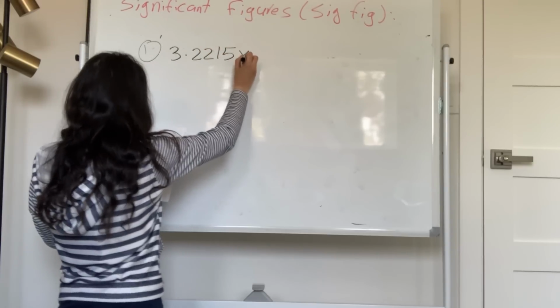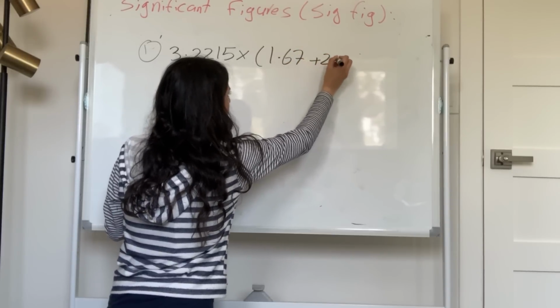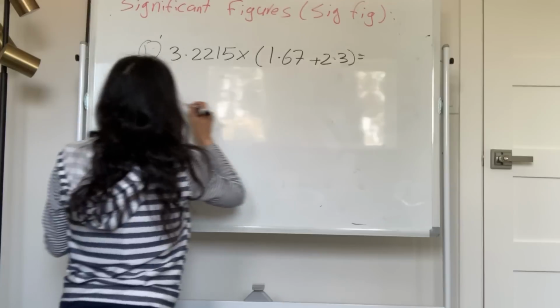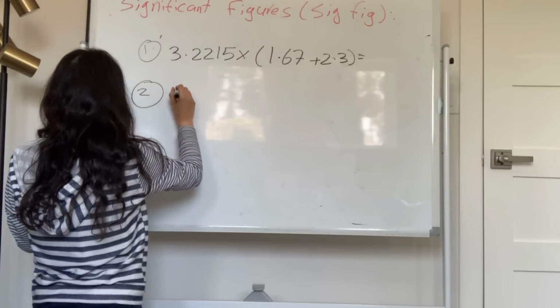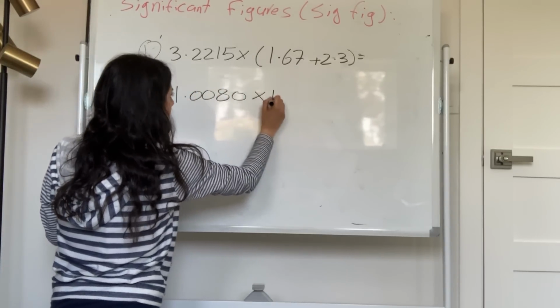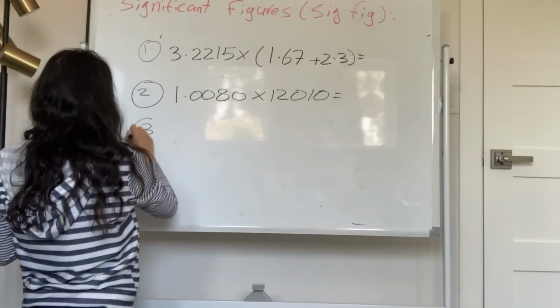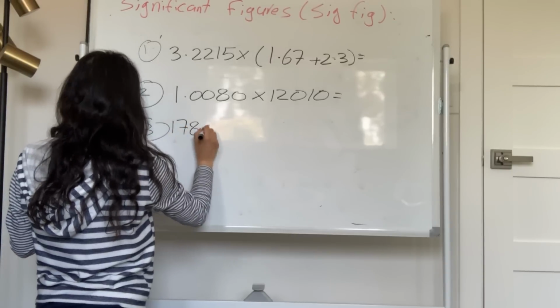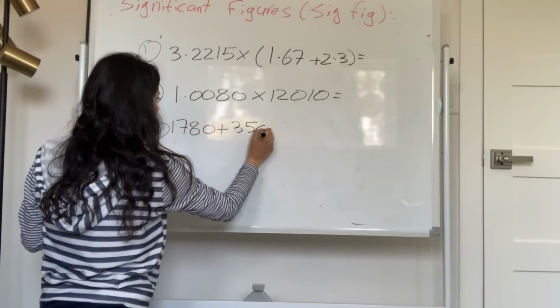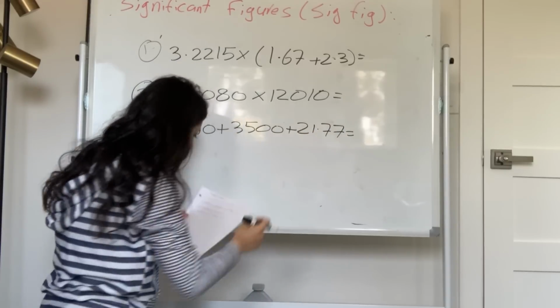3.2215 times 1.67 plus 2.3. Number 2, 1.0080 times 12010. Number 3, 1780 plus 3500 plus 21.77. Now, what do I want you to do?